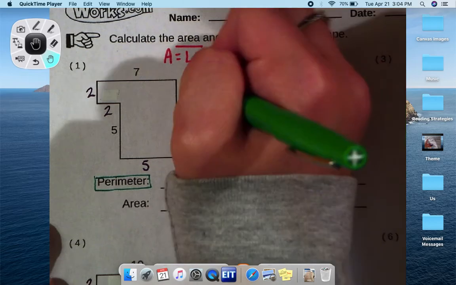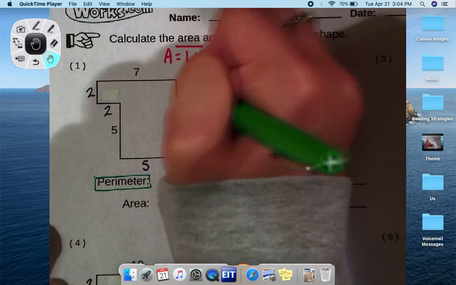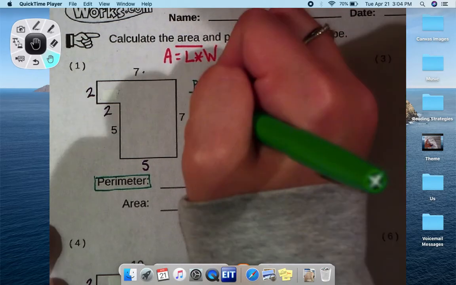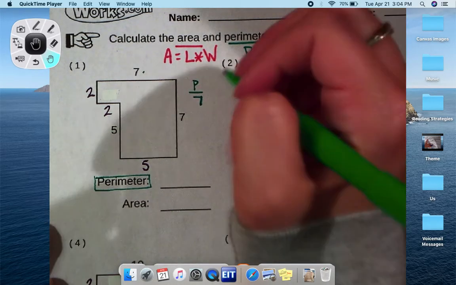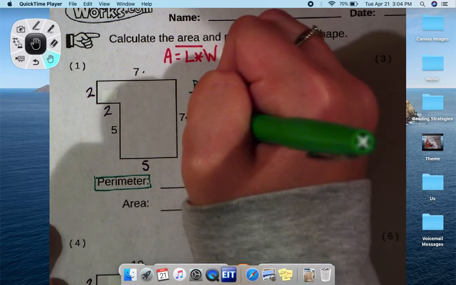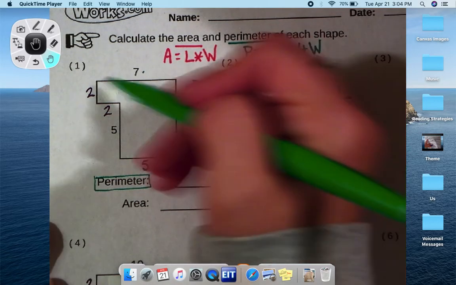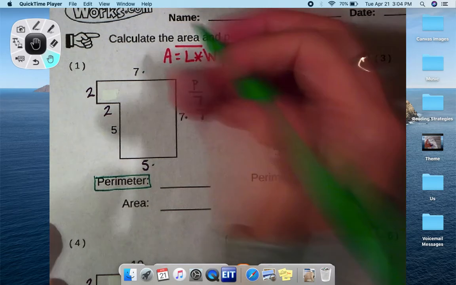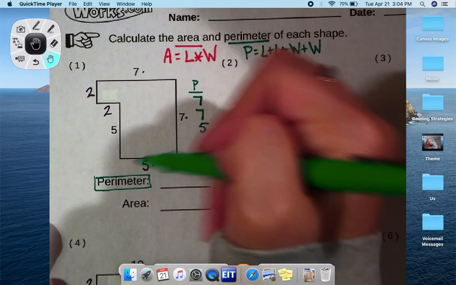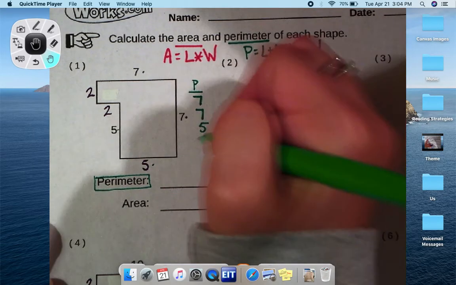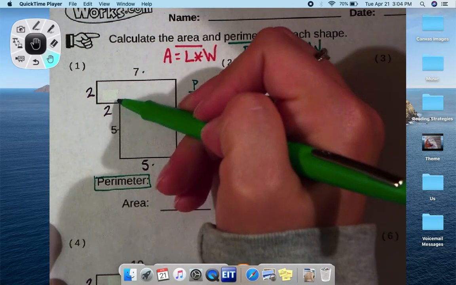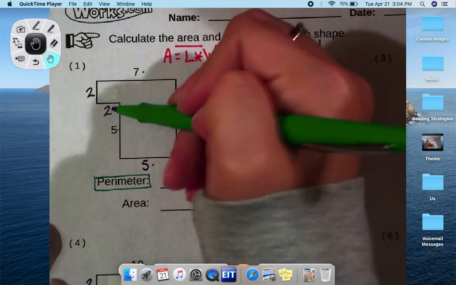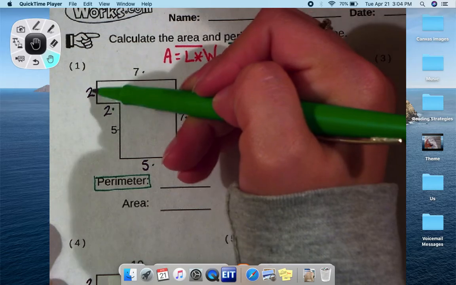So I'm just going to do my perimeter right here. I'll start at the top. I've got 7 plus 7. I'm making sure to get every side. 7 plus 7 plus 5 plus 5. Going around, plus this side is 2. Going up, plus 2.